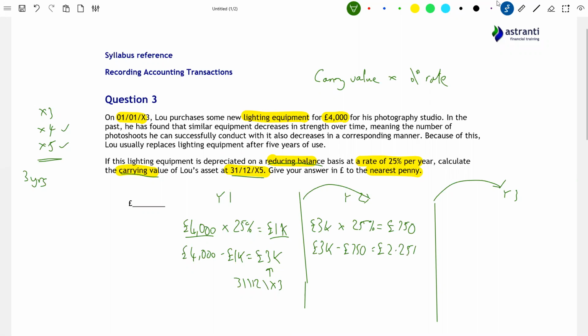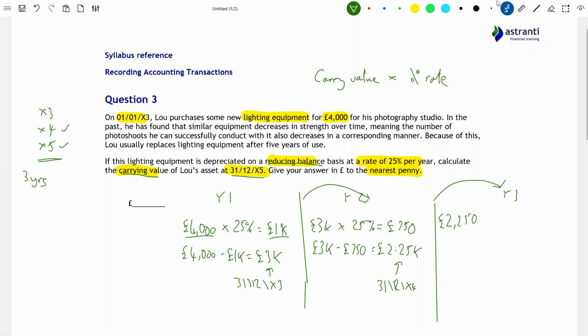£2.25k. Okay, so £2,250. Okay, so that is the carrying value at the end of the 31st of the 12th, X4. And we then need to repeat this process one final time. Okay, so the carrying value of this asset at the start of the 3rd year of its useful life is £2,250. We've just calculated this.